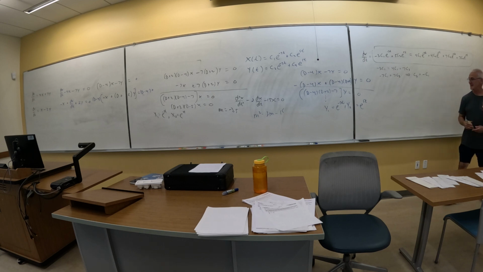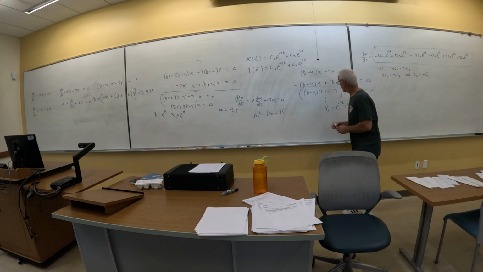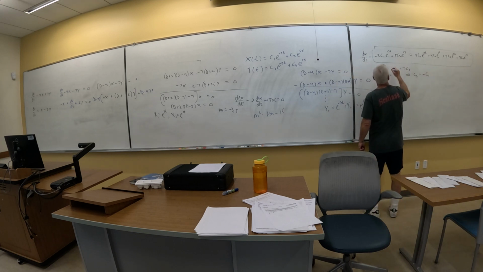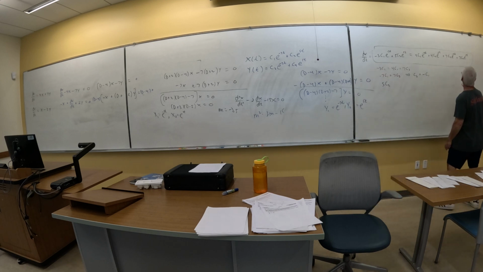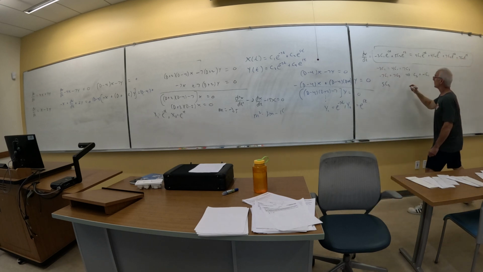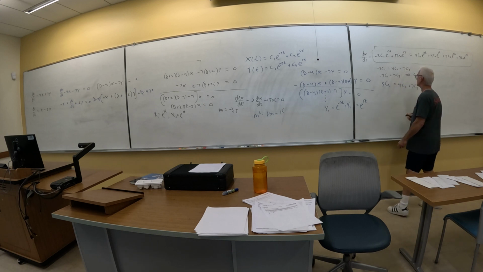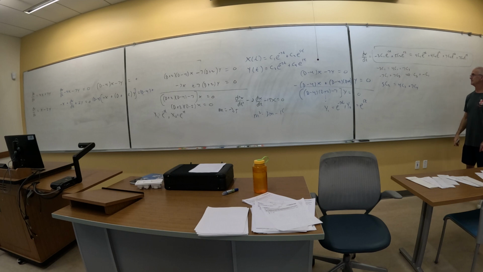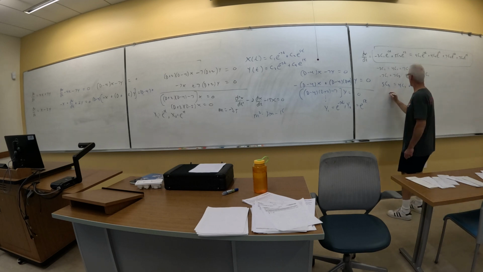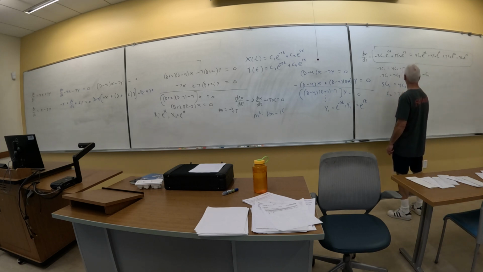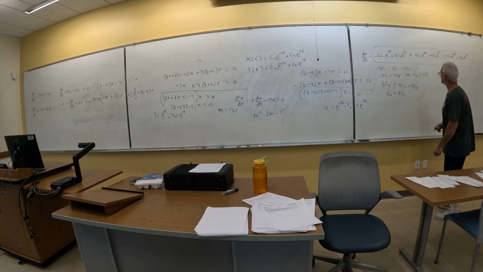Now let's look at the next one. On the left side, I have 5c2. What are the coefficients of e to the 5t on the right side? Well, it's going to be 4c2 plus 7c4. Is that right? So if I throw that guy over, I have c2 equals 7c4.